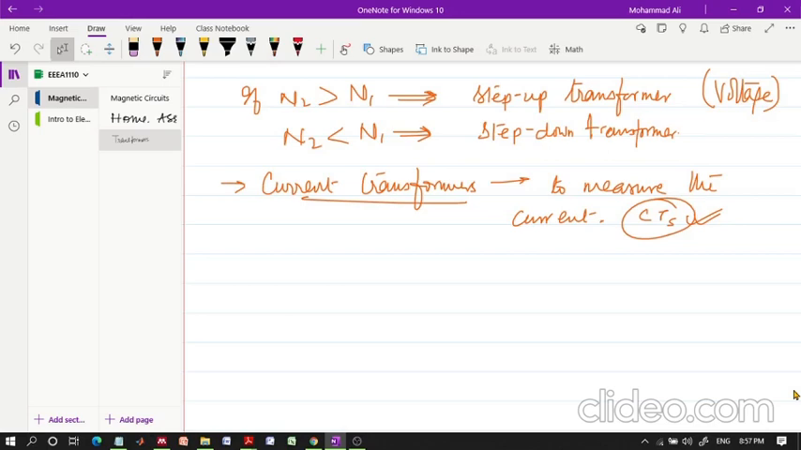Second was that we place the windings in layers: low voltage insulation, then low voltage winding, then insulation, then high voltage winding, like that. So in a limb, if there are such shells or such layers, then it is known as the shell type winding. Okay.